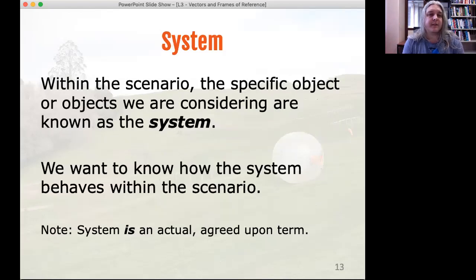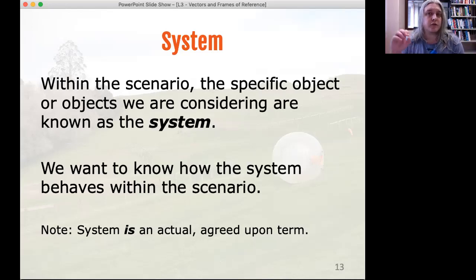However, the actual physics term that you do need to learn is the one called system. The system is the specific object or objects that we are actually considering, the ones whose motion or the forces on them we're talking about. We'll talk about forces in a couple of weeks. When we're talking about the forces on a specific object, that object is the system. So the system is only going to be part of our scenario, usually. Sometimes we come up with hypothetical scenarios where the system is the whole scenario.